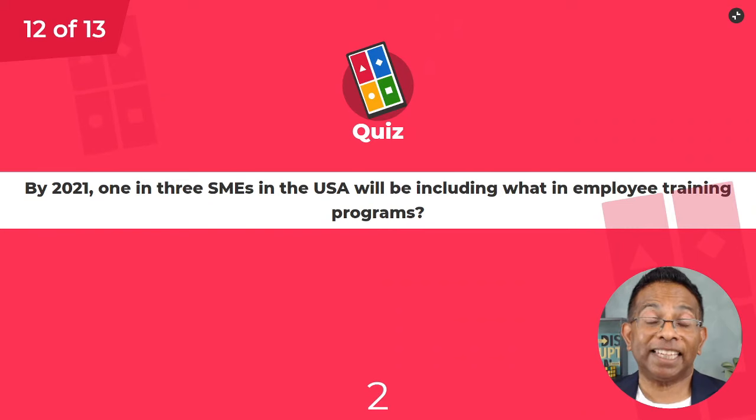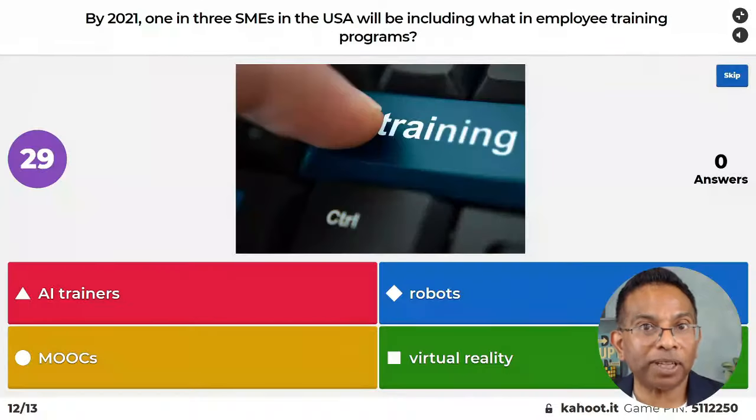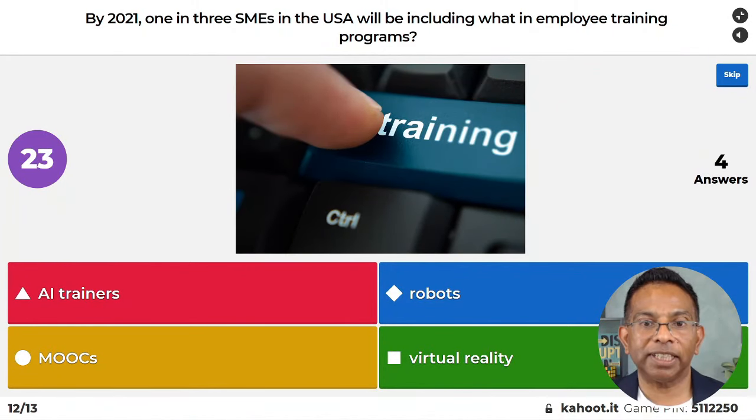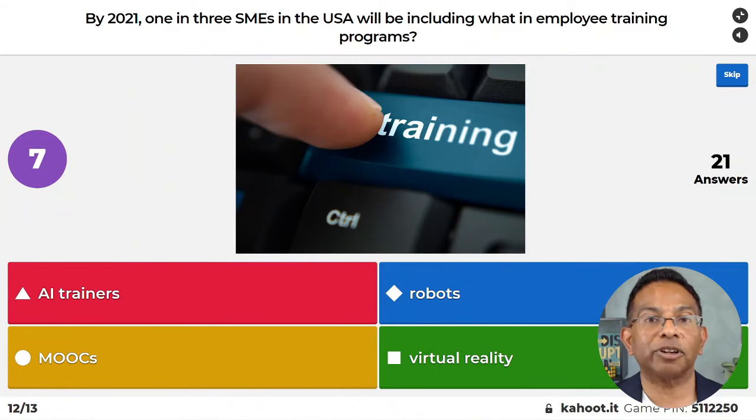Okay, by next year, 1 in 3 small and medium enterprises, this was an American one, I couldn't find the Australian research on this, what will they be including in their employee training programs? Which of these tools? Artificial intelligence, MOOCs, which are massive open online courses. There's not just online learning, but quite intensive courses where you might be in a room with 10,000 other students around the world, and you get real value from the diversity of the mix of people. Robots or VR?